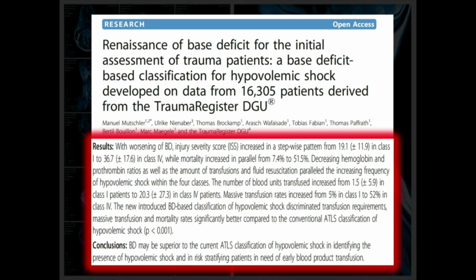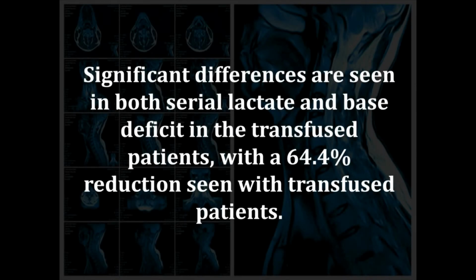So really, in conclusion, base deficit was superior to current ATLS classifications of hypovolemic shock in identifying the presence of hypovolemic shock and in risk stratification of patients in need of early blood product transfusion. So the key here, guys, is significant differences were seen in this small little trial in both serial lactate and base deficit in the transfused patients, with a 64.4% reduction seen with transfused patients.